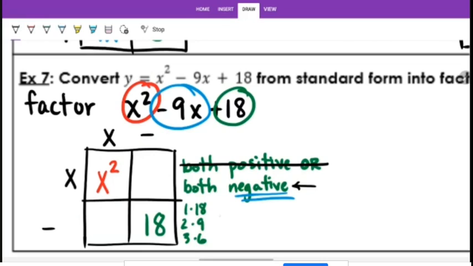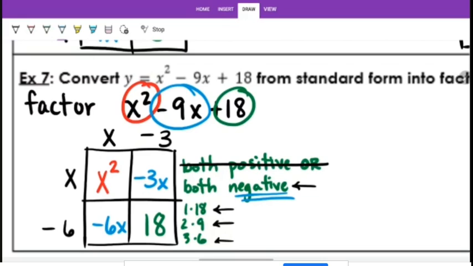Are we going to use 1 times 18, 2 times 9, or 3 times 6? Why did you choose 3 times 6? Because negative 3 plus negative 6 is negative 9. Great. 3 times 6 is exactly right. So our box ends up looking like this.